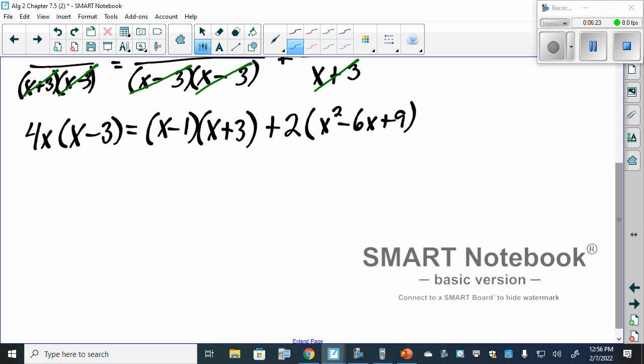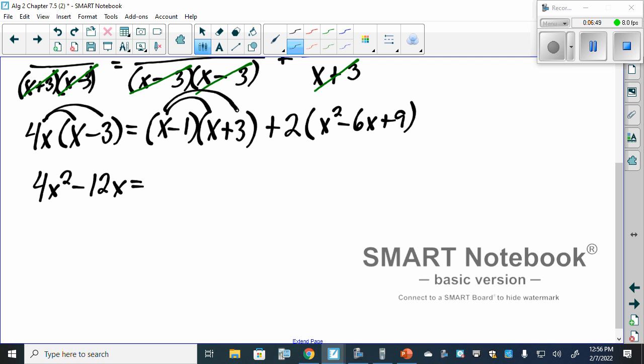Now we just need to distribute and solve. So on the left-hand side, we're going to multiply through by our 4x. So 4x times x would be 4x squared. 4x times negative 3 would be negative 12x is equal to. Here, the middle one, well, we didn't have the x minus 1 times x plus 3 occur anywhere, so we do need to distribute this out.